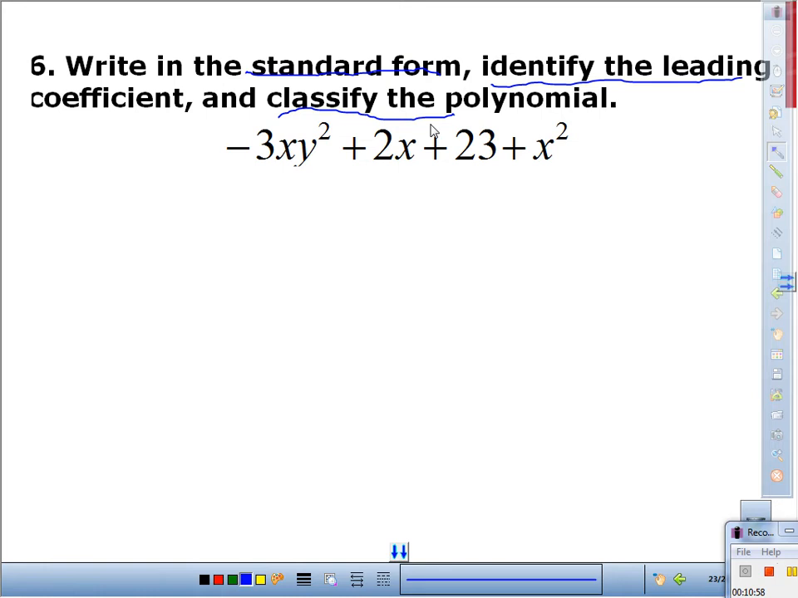Alright? To write in standard form, we need to identify the degree of each term.